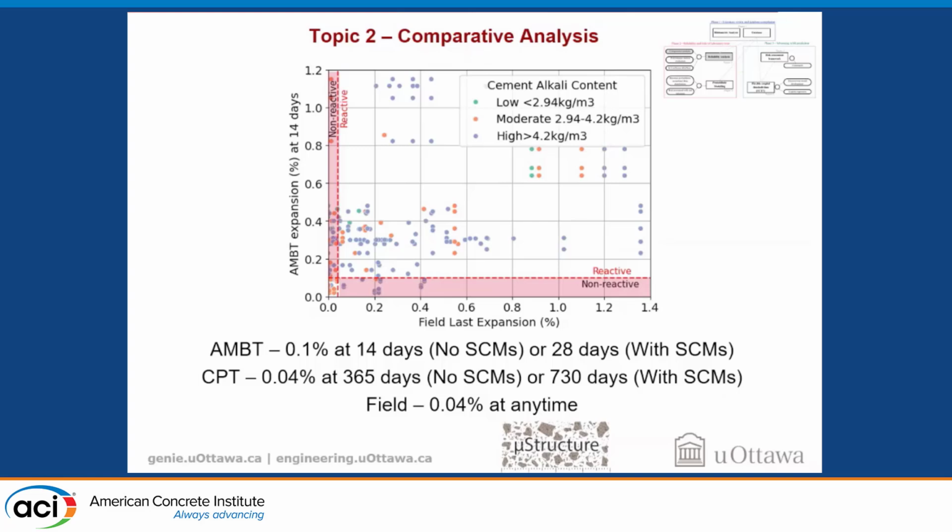And you see that whenever you are here or there, you are okay. Why? Because you are measuring the same thing, meaning that here, your test tells you, well, I don't have an aggregate that is reactive, and you don't have cracks in the field. And here you have cracks in the field, and you have an aggregate that is reactive. But you can see a large amount of aggregates that are in the red zones, meaning that we have a misclassification between lab and field.